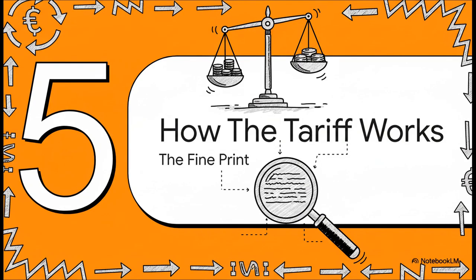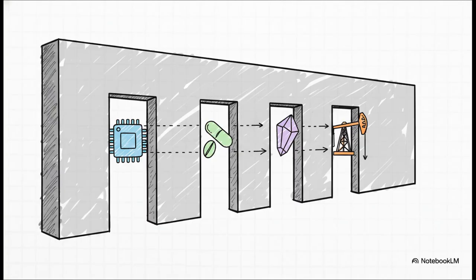Okay, for our last section, let's get into some of the important details, the fine print, if you will, about how this new reciprocal tariff is actually going to work. So, one crucial thing to know is that this new tariff doesn't hit everything. The order has a long list of exemptions for goods that are considered strategically important. We're talking about things like critical minerals, semiconductors, a lot of pharmaceuticals, and energy products. These are all carved out basically to avoid messing up essential supply chains.